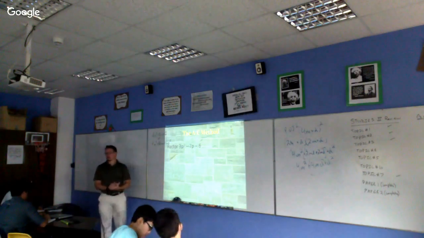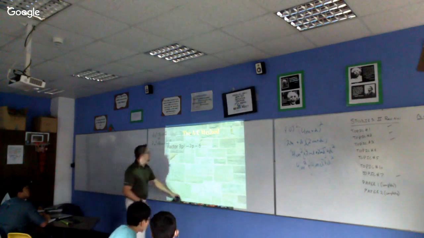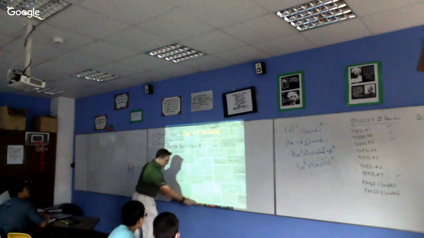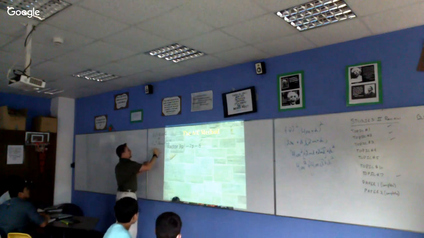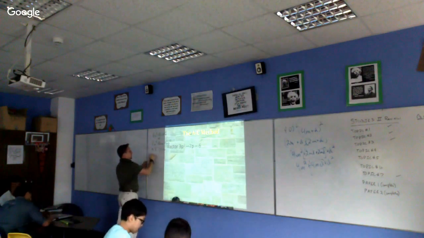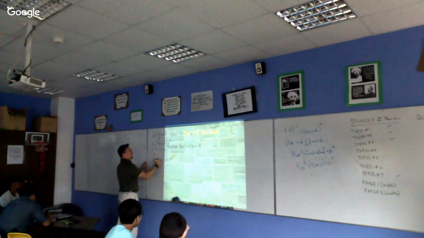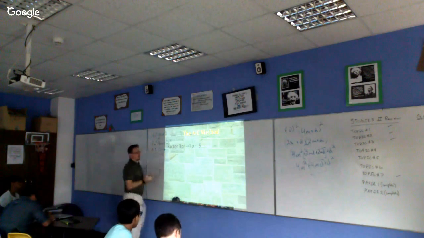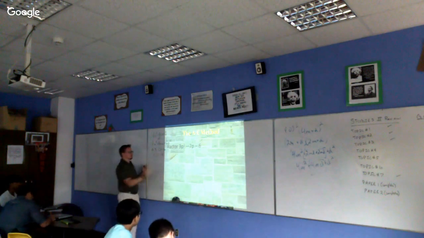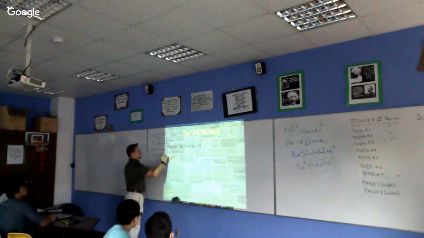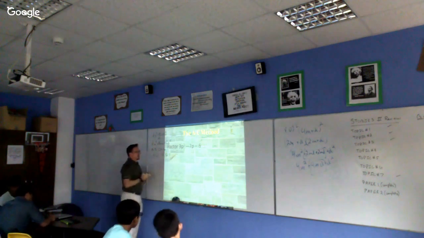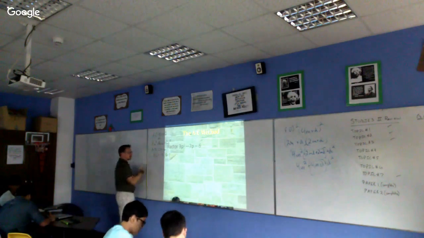What's A? 3. What's C? Negative 6. So if A is equal to 3, C is equal to negative 6, A times C then is negative 18. What's B? B is negative 7. So now B is equal to negative 7, we find two numbers.